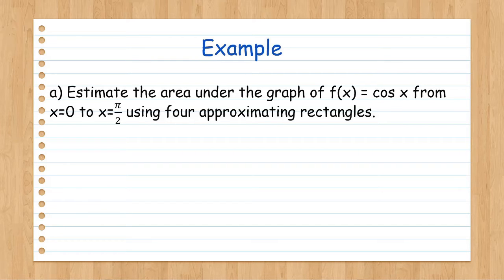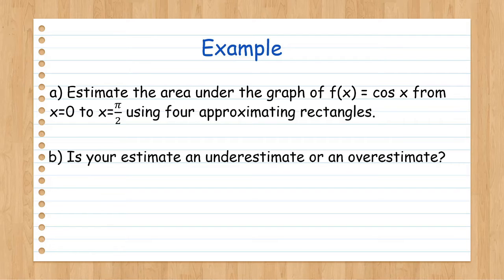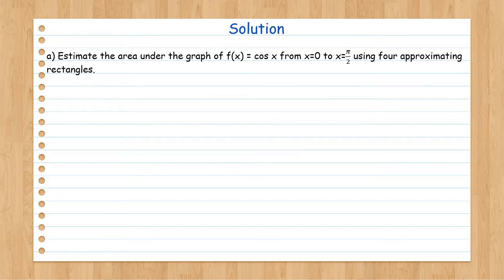A. Estimate the area under the graph of f of x equals cos x from x equals 0 to x equals pi over 2 using 4 approximating rectangles. B. Is your estimate an underestimate or an overestimate? So the solution for this is as follows.